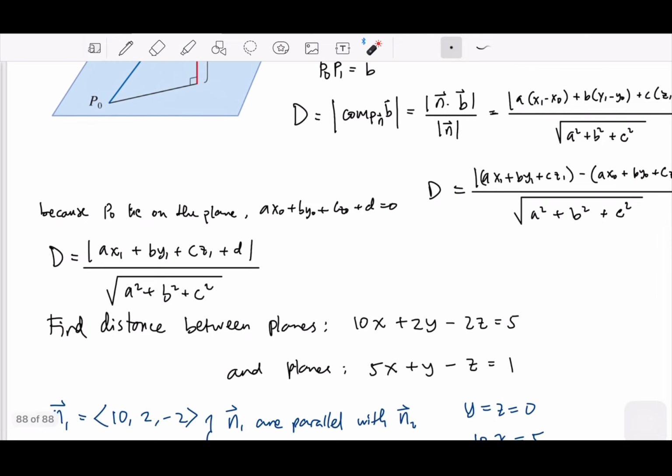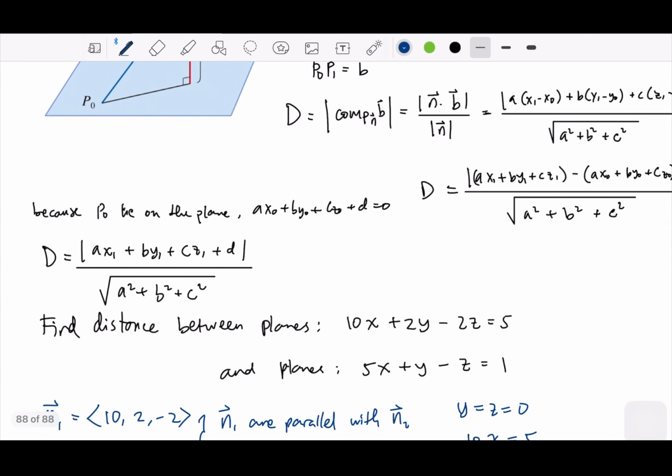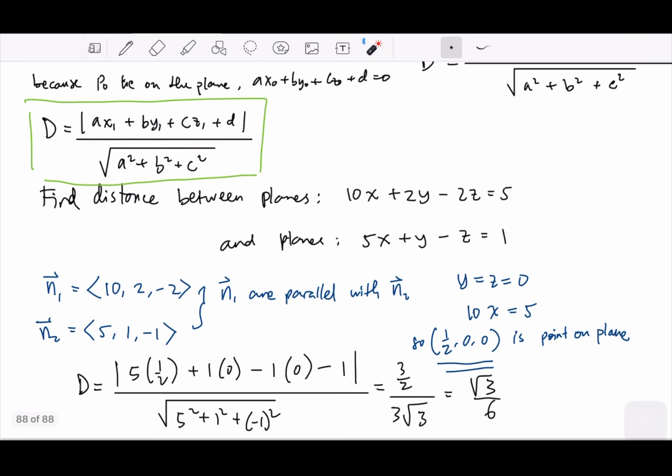So we can have our distance equal to this formula. And if we try to find the distance between two planes that are parallel, we can take a point, making sure that it is a point on one plane, and then use that point in the distance formula, and we get the distance.